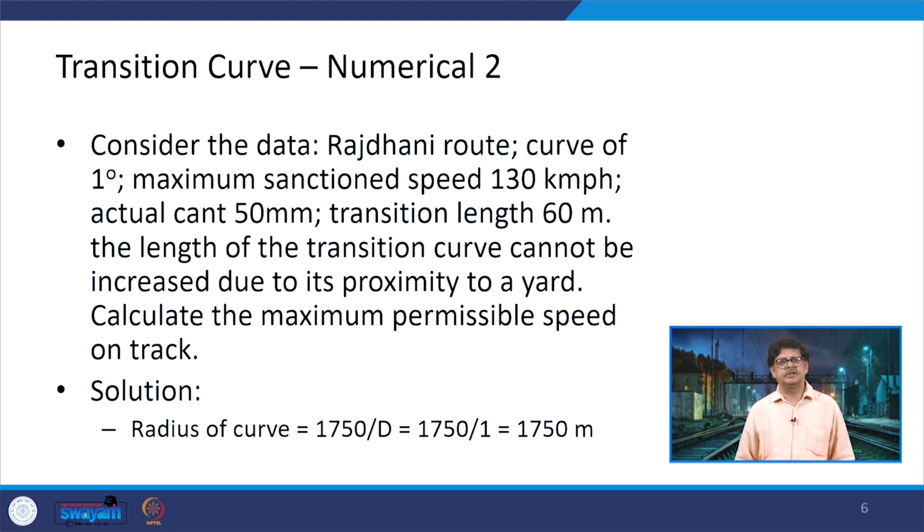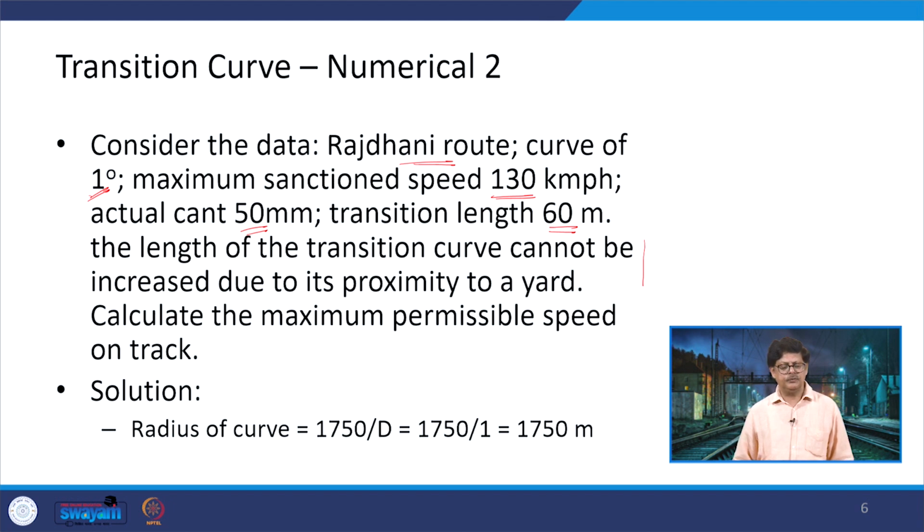Now, let us move to the next numerical here. It is a Rajdhani route. The curve is 1 degree, maximum sanctioned speed is given as 130 kilometers per hour, actual cant is 50 mm, transition length is 60 meters. The length of the transition curve cannot be increased due to the proximity to a yard. Calculate the maximum permissible speed on the track.